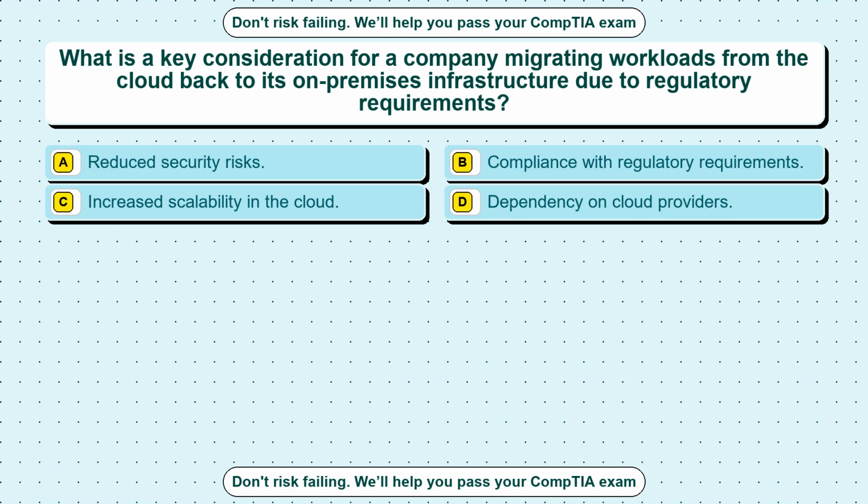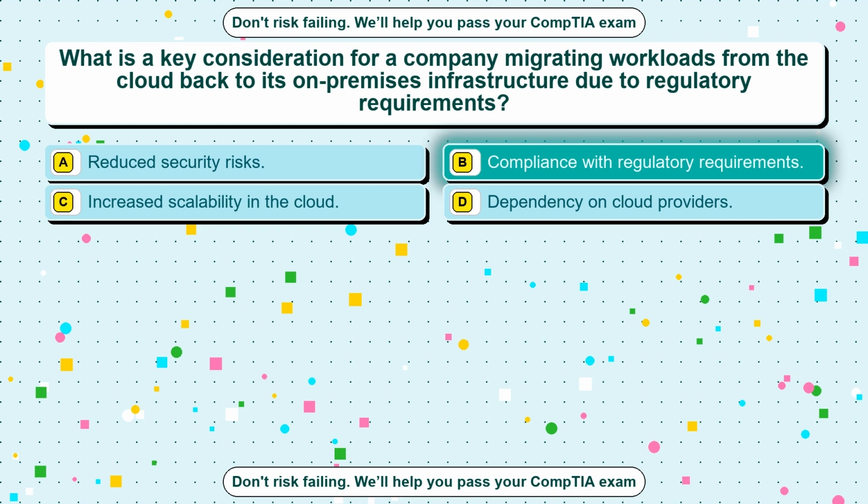Question 17. What is a key consideration for a company migrating workloads from the cloud back to its on-premises infrastructure due to regulatory requirements? Option A, reduced security risks. Option B, compliance with regulatory requirements. Option C, increased scalability in the cloud. Option D, dependency on cloud providers. The correct answer is option B.